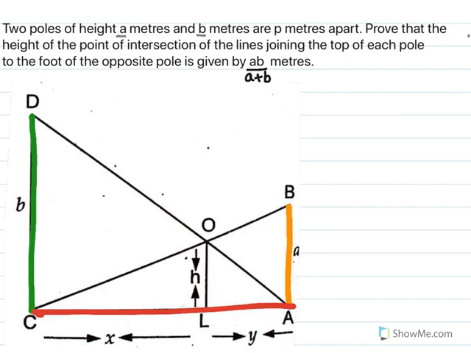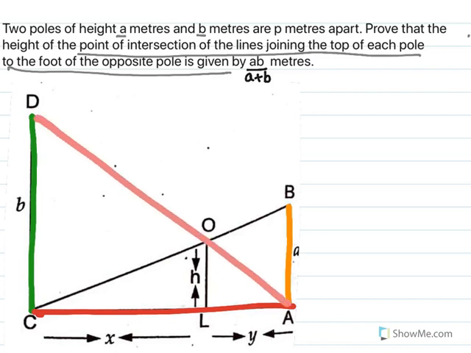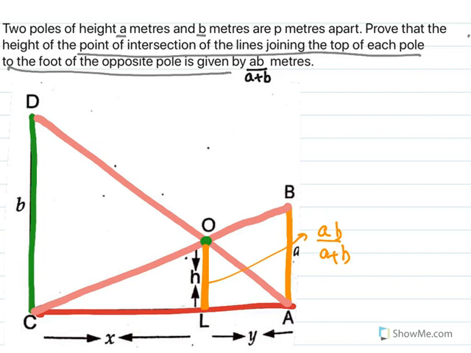Next is prove that the height of the point of intersection of the line joining the top of each pole to the foot of the opposite pole is AB over A plus B. So I'm going to join two lines, and those lines are from the top to the foot, from the top to the foot, and both these intersect at O. I have to show that this H is equal to AB over A plus B.